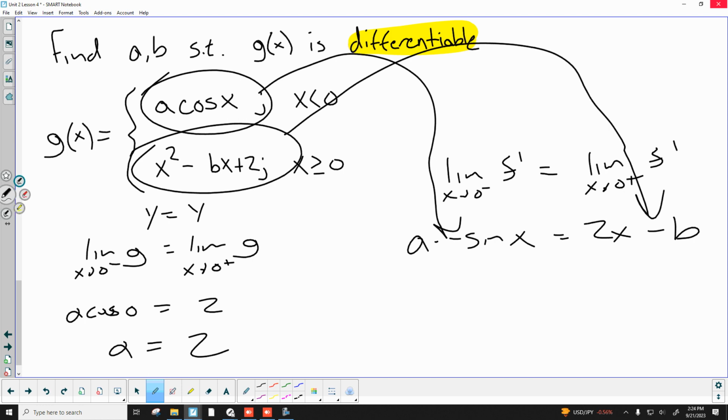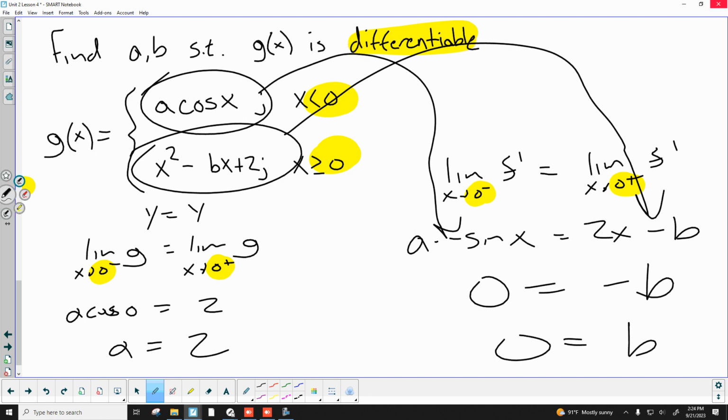A lot of people get stuck here, and they're like, what do I do now? But remember, you're connecting at 0. You want to make sure your slopes at 0 are the same. So you plug in 0 into your derivative. You get 0 equals b. b is 0. Like a weird one that works out that way.